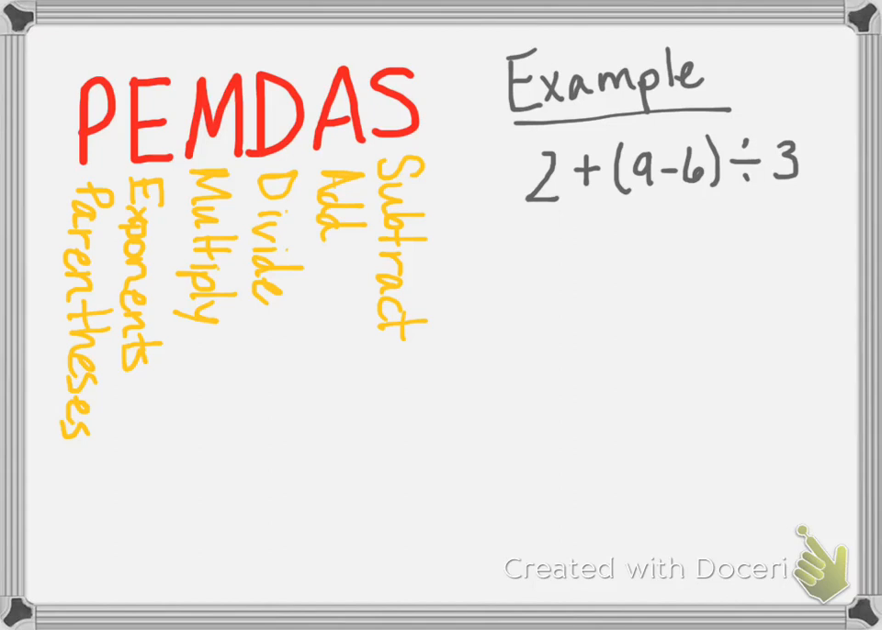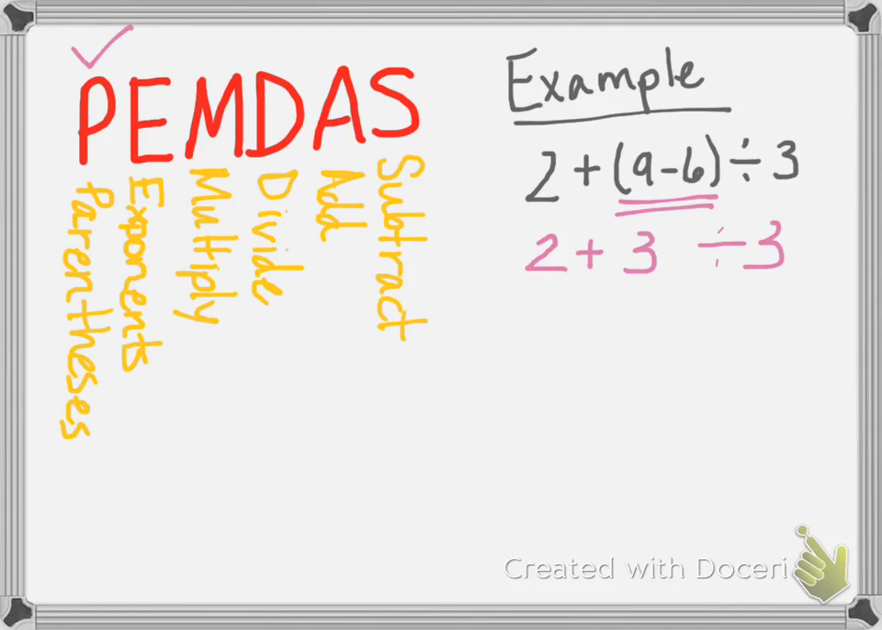So we'll go ahead and start with the example. So write down 2 plus the quantity of 9 minus 6. When I say the quantity of, I mean that that is in parentheses. So 2 plus the quantity of 9 minus 6 divided by 3. And if you're following parentheses first, so we have 2 plus 3 divided by 3.